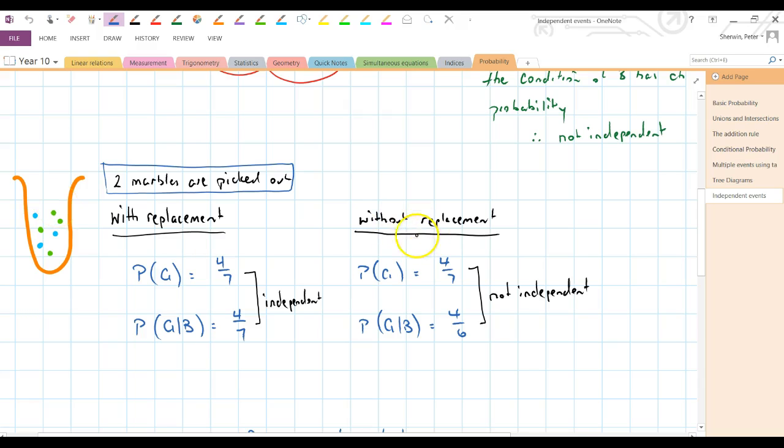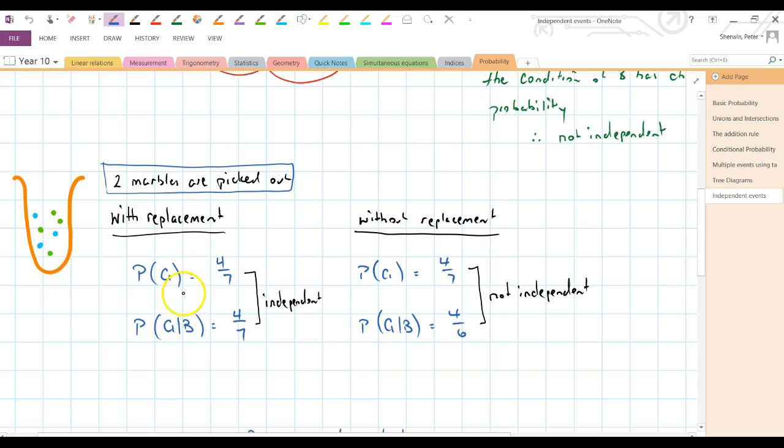Now have a look at without replacement. The probability of a green is 4/7. Again, that's the first pick. Now let's take a blue out. So blue's happened. Blue comes out, doesn't go back in. I've only got 2 blues there now and 4 greens. So my probability of green after a blue has been selected and not replaced is 4/6. Not equal, so not independent. Here, 4/7 and 4/7 are equal, so therefore independent.